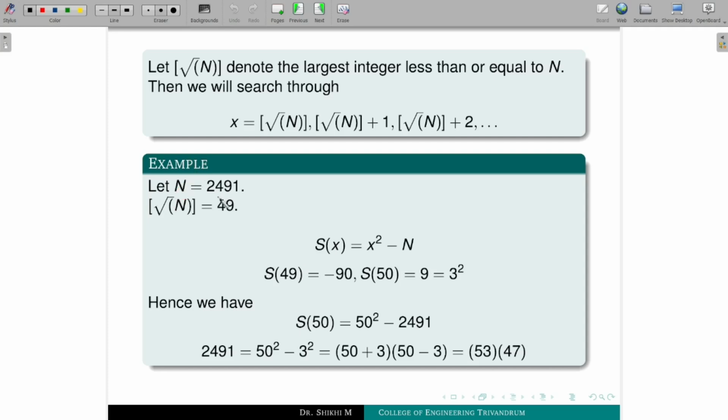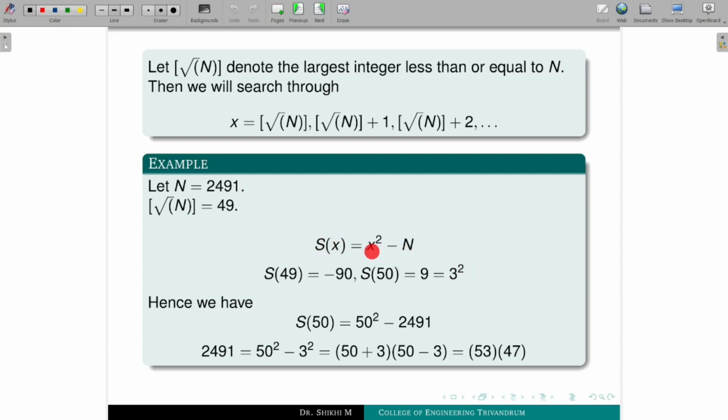Let capital N be equal to 2491, which is to be factorized. First we will find the square root of n. It is actually 49 point something, and the largest integer less than or equal to that number is 49. So we start our search with x equal to 49. s of 49 is equal to minus 90, which is not a square. s of 50, the next number, is 9, which is equal to 3 square. So we could find an x such that s of x becomes a square.